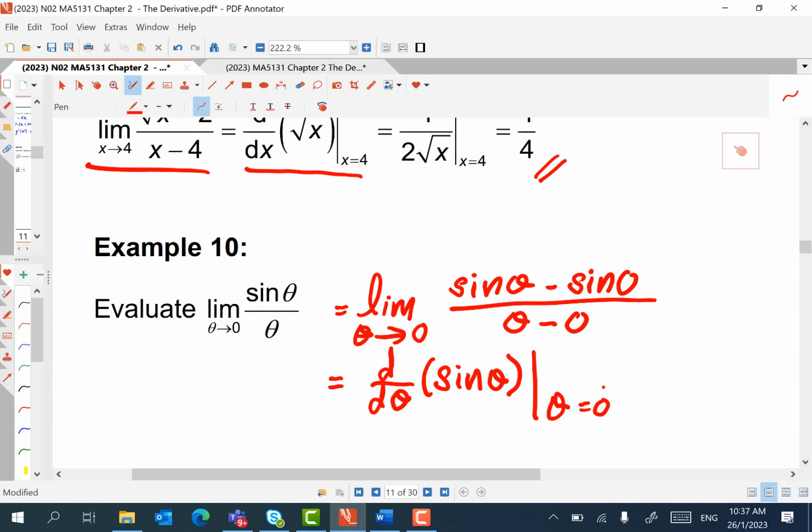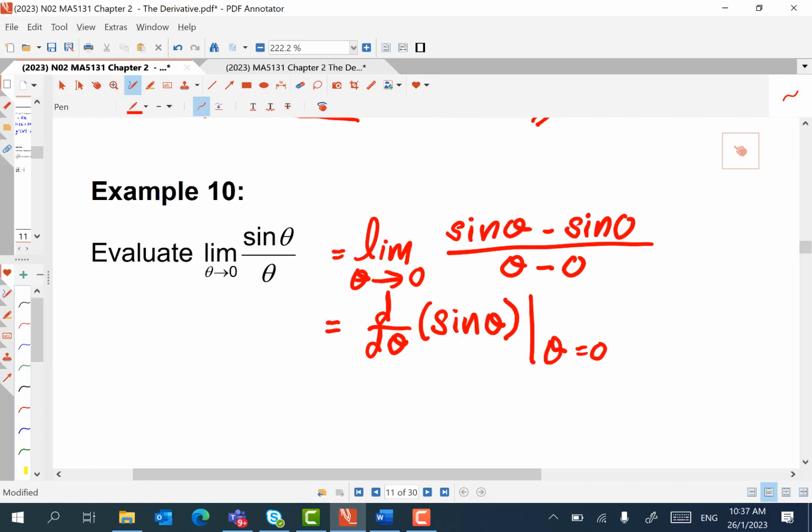And we all know how to differentiate sine theta, don't we? It is cosine theta. And to evaluate cosine theta at theta equals 0, we all know that cos theta is going to be 1 at 0. So example 10 and the earlier example demonstrated how we can capitalize on the definition of differentiation to work out limits. So that becomes another way to evaluate limits.